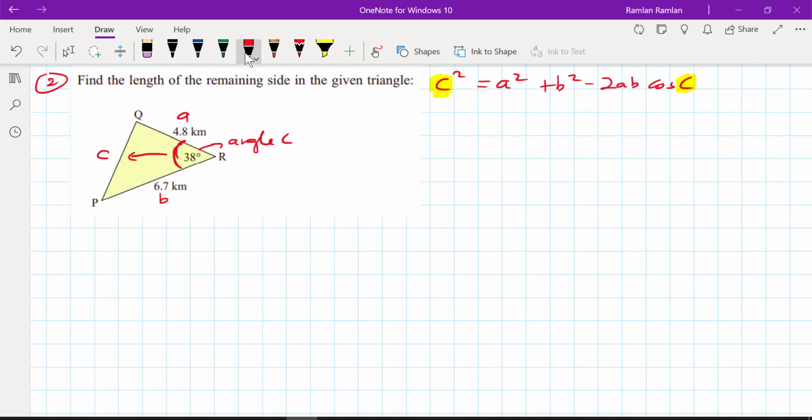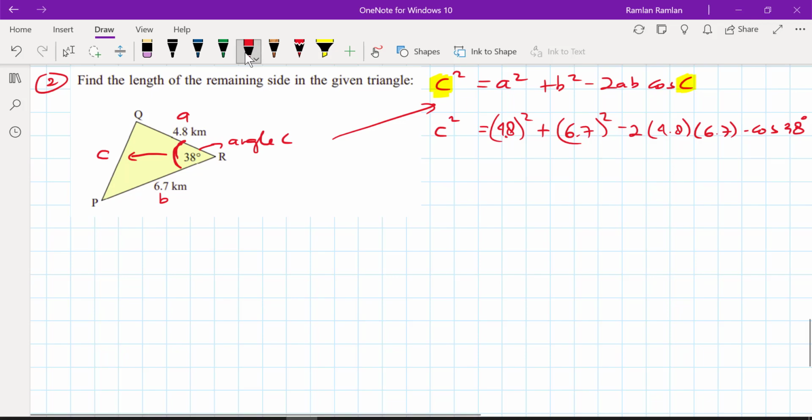So after we name all of them, we only need to plug them into here, right? Because we want to know this side over here, the PQ, we name that with C. So I'm just going to substitute that. The C square, which we don't know, the PQ, equals the A value, which is 4.8, squared, plus B, which is this one, 6.7, squared again, and then minus 2 times 4.8 times 6.7 times the cosine of 38 degrees.